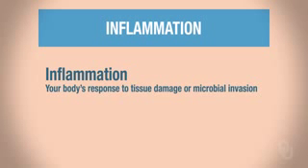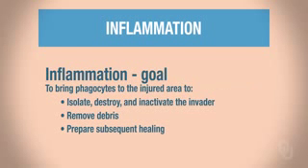So the goals of inflammation are listed here for you. You want to bring phagocytes to the injured area because if you can control those invaders at the area that they've invaded, then they can't spread throughout the body. You want to stop them there. So if you can bring those phagocytes to the injured area, you can destroy or inactivate invaders, you can remove any kind of cellular debris, and you can start preparing for healing.